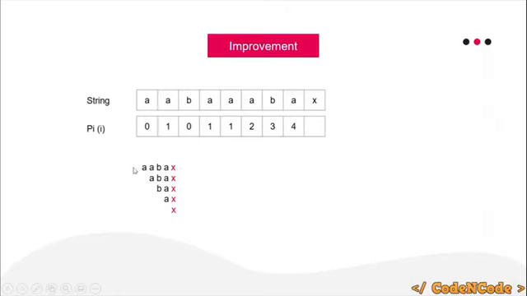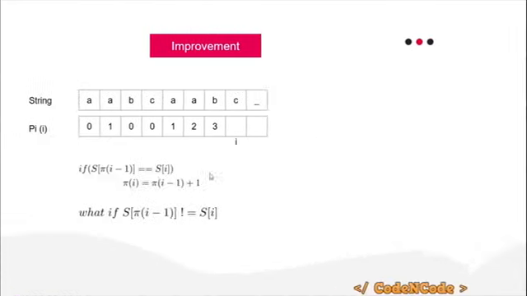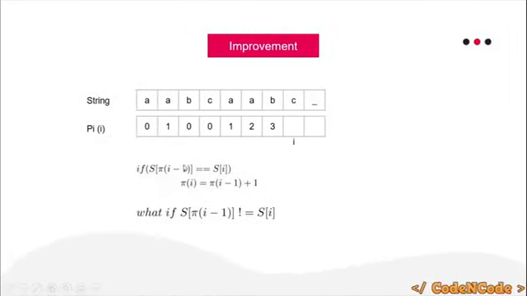Now, to check whether the length 5 is valid or not, basically whether pi of i is 5 or not, we have already compared this; we have already tested this condition.